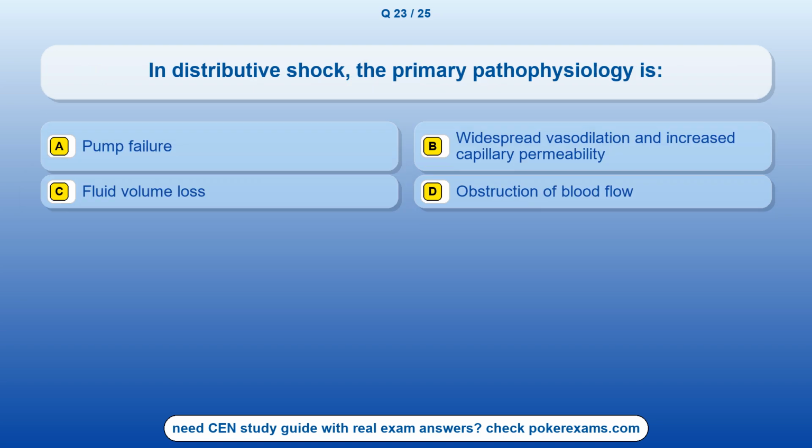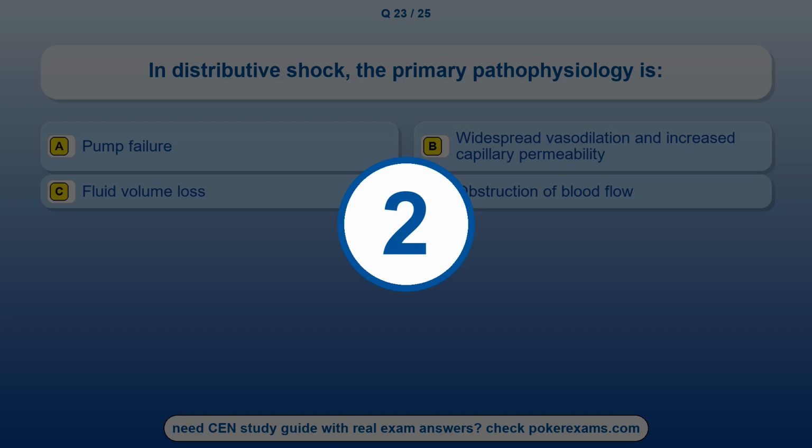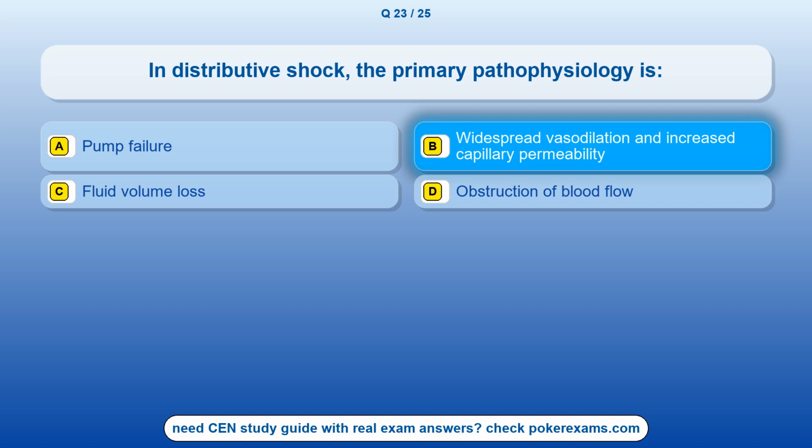Question 23. In distributive shock, the primary pathophysiology is option A, pump failure. Option B, widespread vasodilation and increased capillary permeability. Option C, fluid volume loss. Option D, obstruction of blood flow. The correct answer is option B, widespread vasodilation and increased capillary permeability.